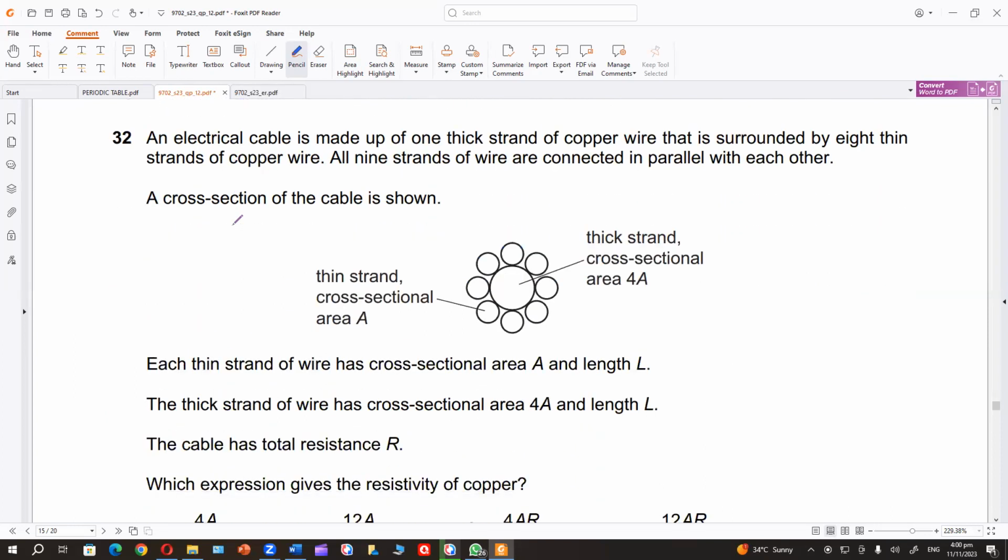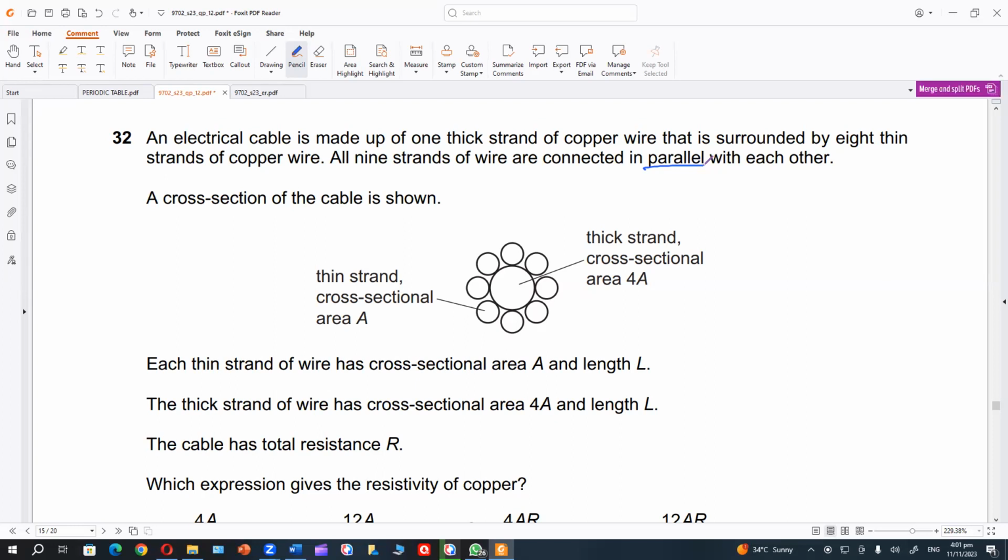An electrical cable is made up of one thick strand of copper wire that is surrounded by 8 thin strands of copper wire. All 9 strands of wire are connected in parallel with each other. A cross section of the cable is shown. This is normally called the cables which we use for air conditioners and other heavy devices.